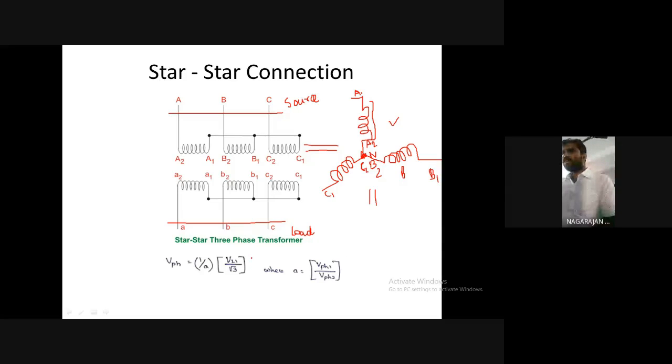And know the working difference between these two. For a star connected transformer, this is the voltage equation. Phase voltage is 1 by root 3 times the line voltage. That part I explained in the last class itself. If you forget, I will explain again. So all the three lines have been connected with phase windings.